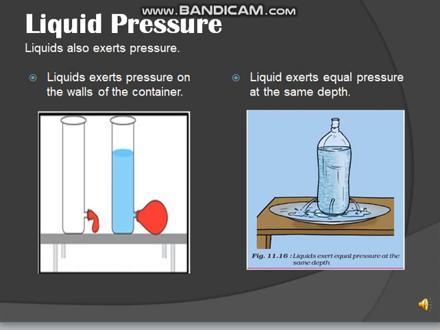So here we have discussed three things about the pressure exerted by liquid. First, the liquid exerts pressure on the walls of the container. Second, the pressure exerted by the liquid depends on the height. It increases as we increase the depth or the height. And third, at the same depth the liquid exerts equal pressure in all directions.